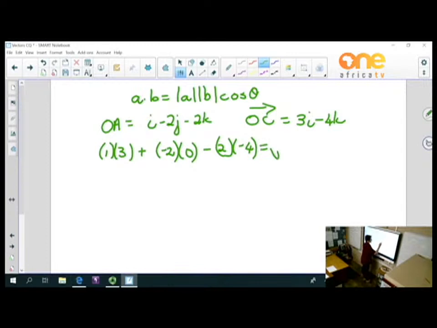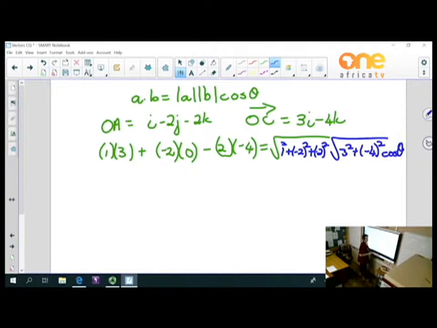And then we have the magnitude. Now you just work with this one vector here, so it will be 1 squared plus negative 2 squared plus negative 2 squared. Then we take this vector here, which will be 3 squared plus negative 4 squared. And then we have cosine theta, the angle that you want to calculate. Make sure that you write down all these steps because there are method marks, and if you leave it out and your answer is wrong, then you get no marks.